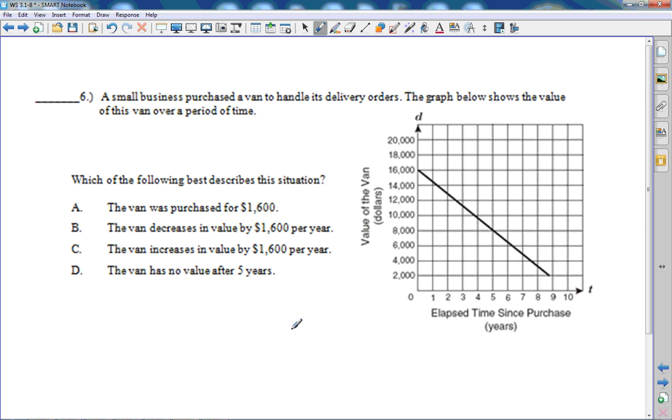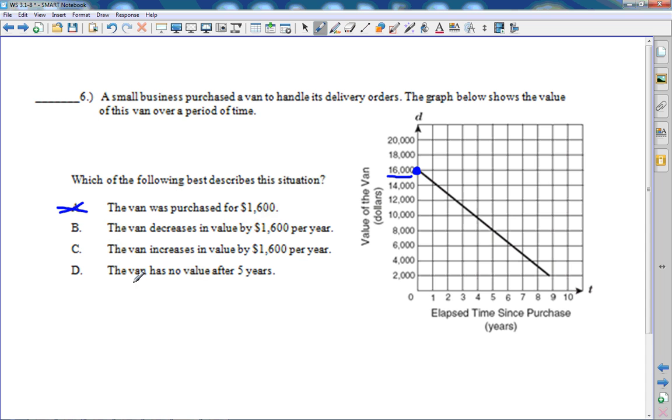Now, when we're looking at this, it wants to know which of the following best describes this situation. What is happening in this? The line is going down. We're talking about the value of the van and the time since it was purchased. Well, what's happening to the line? The line is going down. Well, let's look at this. It says the van was purchased for $1,600. Well, at time zero since purchase, when it first was purchased, how much did they buy it for? That's $16,000. It's not this one.